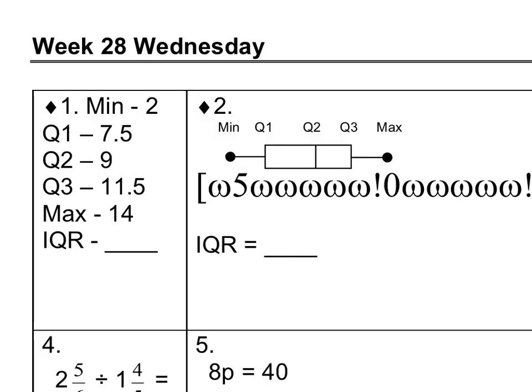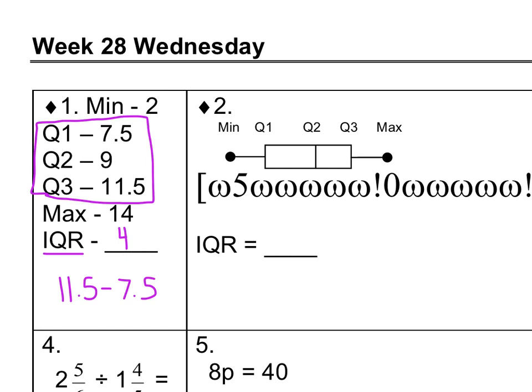Okay, Wednesday, week 28, interquartile range. Remember, that is the range within the quartiles. This is all we care about. And we're doing 11.5 minus 7.5, which of course is just going to give you 4.